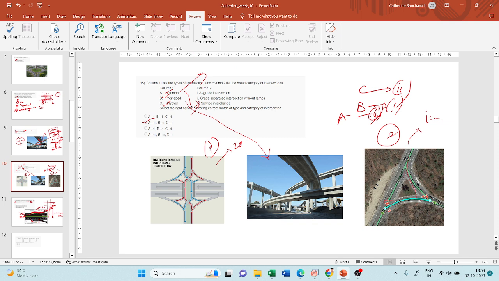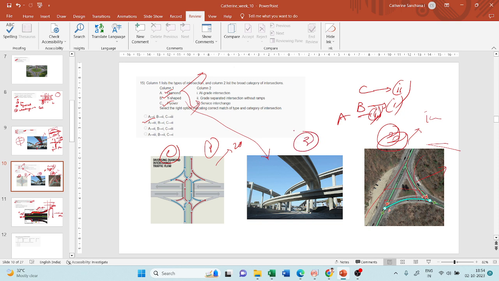So there are two columns, and you have been asked to match the two of them. This is a diamond interchange. This is a Y intersection, not an interchange, because if you see, all the roads are at the same level, so it is an at-grade intersection and not an interchange. And this is a flyover.